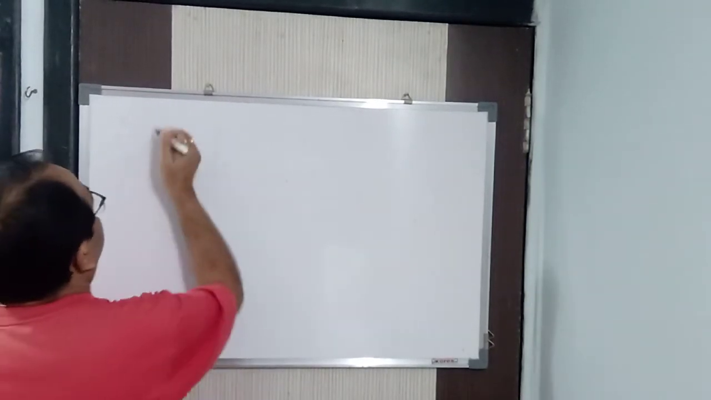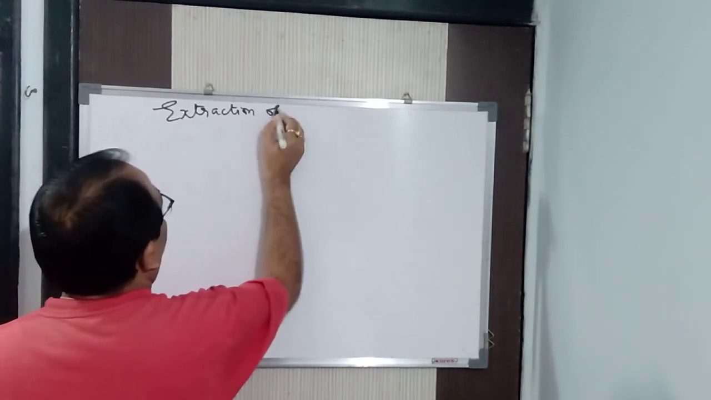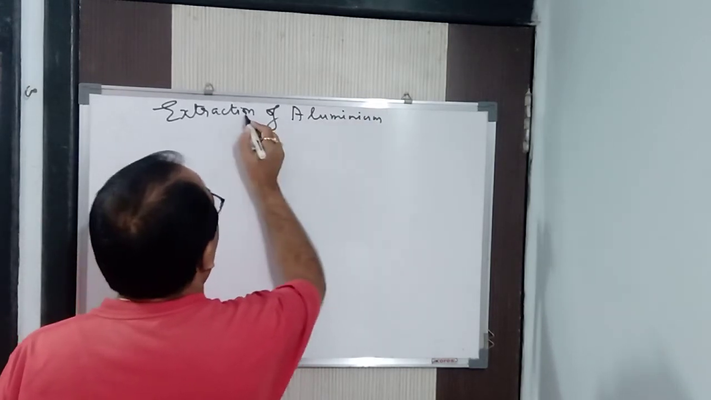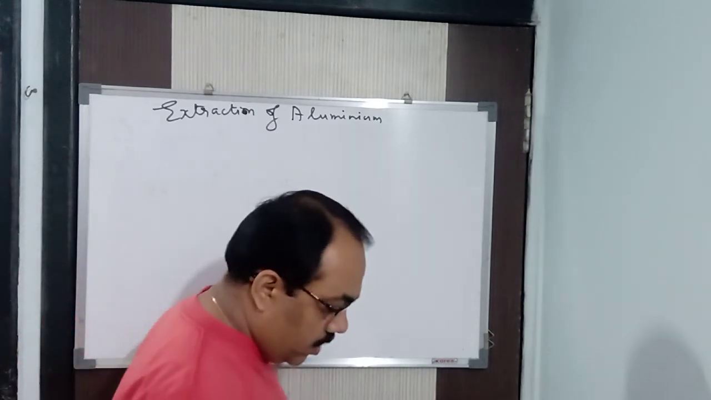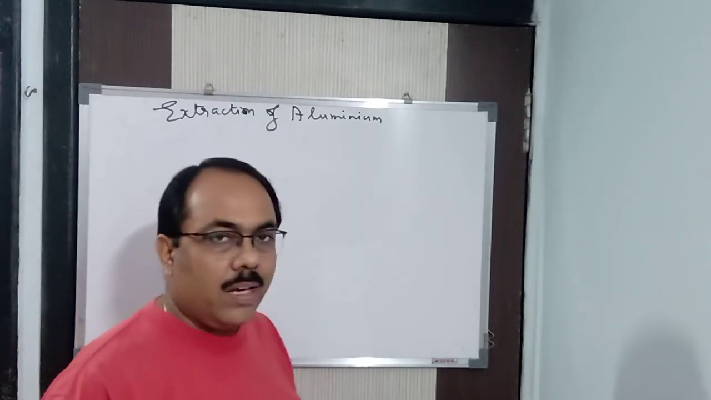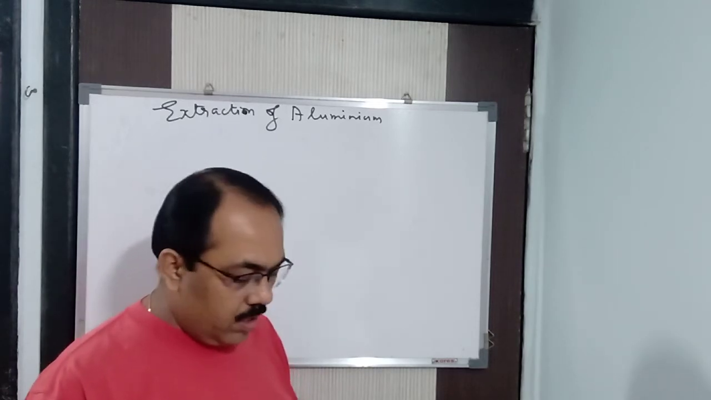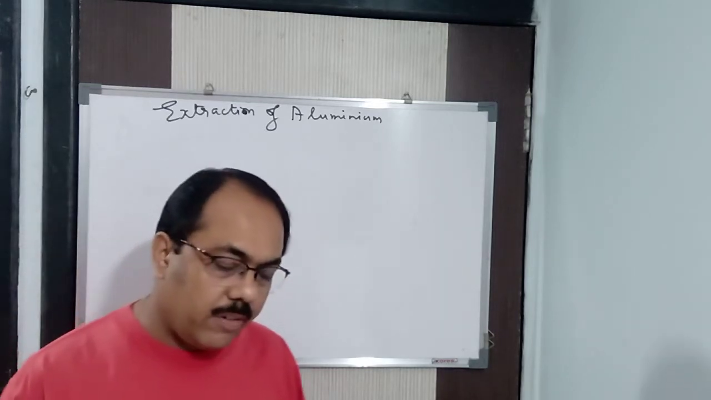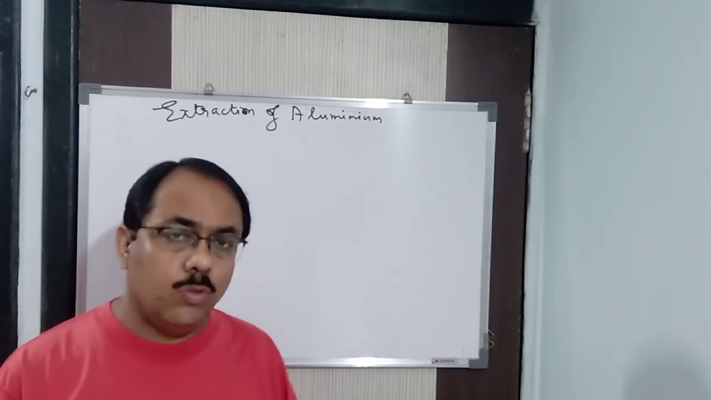Now coming to the extraction of aluminium. In the extraction of aluminium, bauxite is the main ore, which is Al2O3.2H2O, and cryolite and fluorspar are being added. Cryolite is Na3AlF6, fluorspar is CaF2, we are adding it.